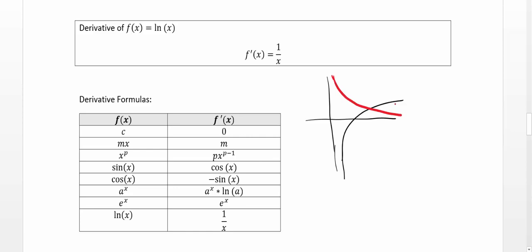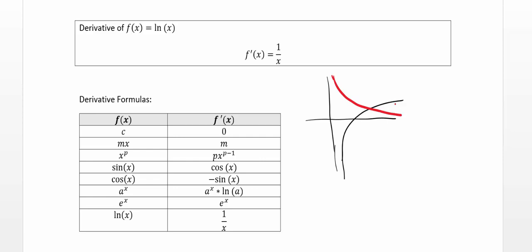So when you check these points and start plotting them and look again for a formula, what you find is that the derivative is actually 1 over x. So the derivative of the natural log of x is 1 over x. That's our final formula for what we're going to call the basics chart.